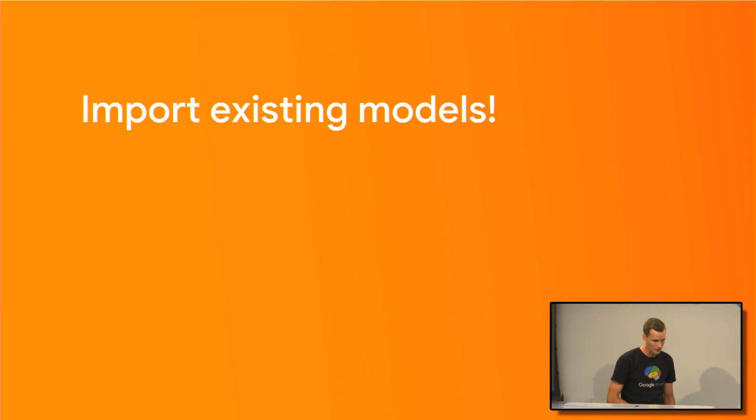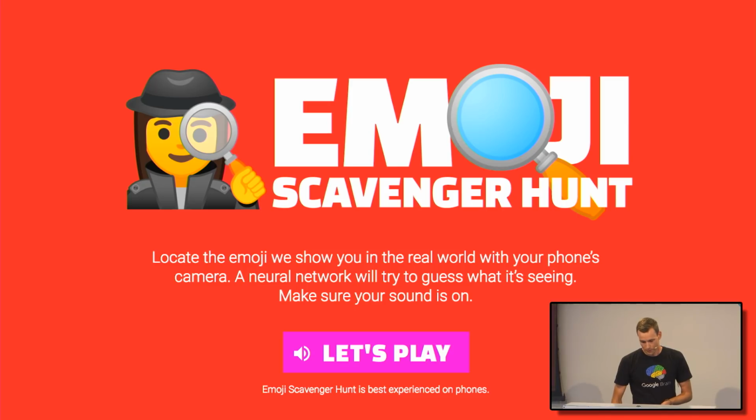OK, importing existing models. So that was pretty much diving deep into the LSTM world, and this one's much more fun. So we have this model we built. It's an image classification model. And we actually worked with a team here in the San Francisco office for this demo. It's called the Emoji Scavenger Hunt. So there's 200 different emoji icons that we've trained in the cloud to recognize with a webcam on a phone. For this one, I actually have a little video I'm going to show. It'll make much more sense.